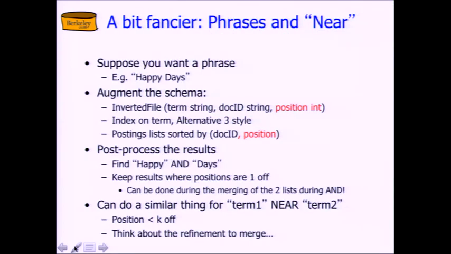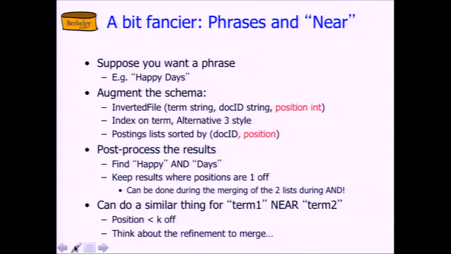All right. Here's something a little fancier. Suppose you want a phrase like "happy days." Well, the way we're going to get a phrase is we're going to augment the schema we had before with a little more information. As we wrangle our files, in addition to storing term, doc ID pairs, we'll store a position, which is going to be the token offset. Think of that as the word offset if you split it up by white space. It's the position of that word in the document.